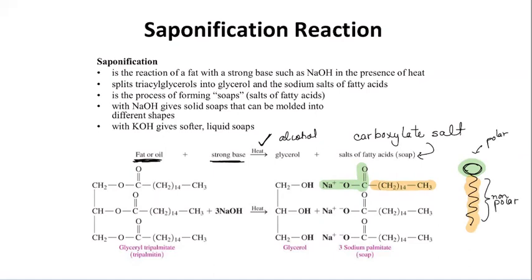When we come into terms that we actually explore in chapter 9, the polar portion of my soap is going to be hydrophilic. It's in love with water. But the non-polar, because it wants nothing to do with water, this is going to be hydrophobic.